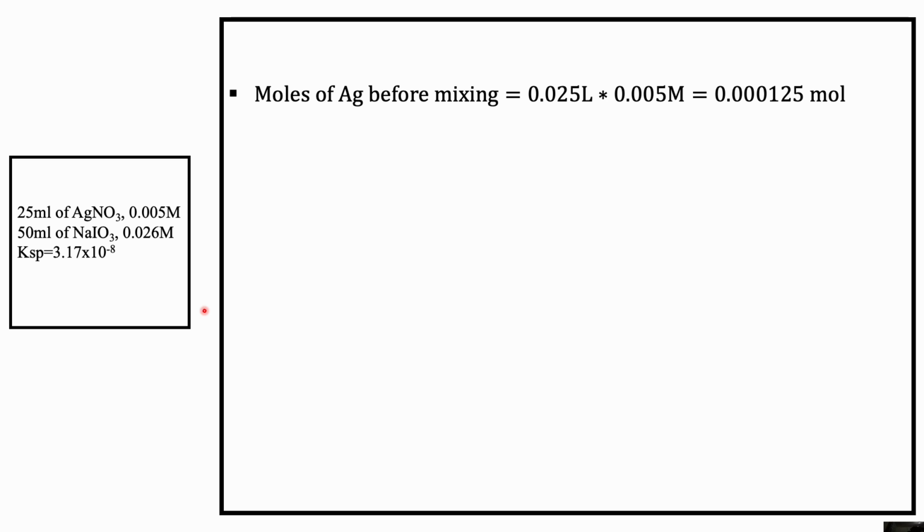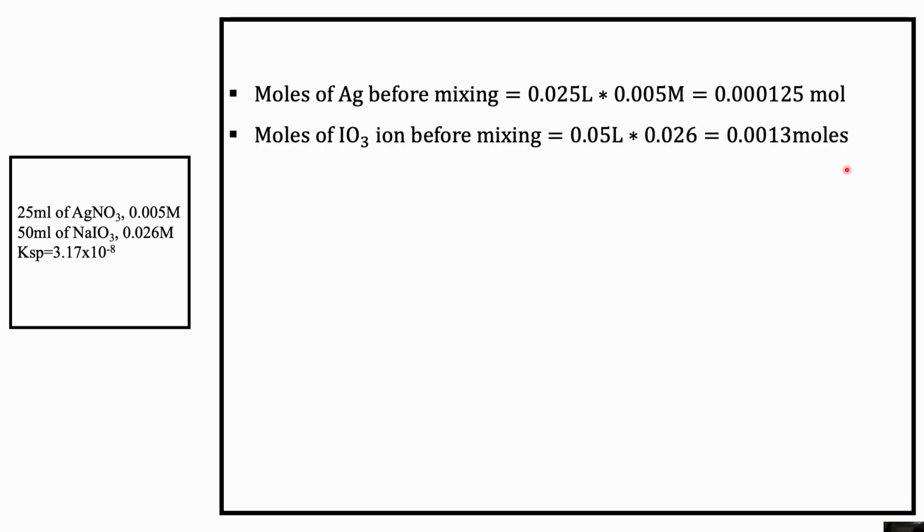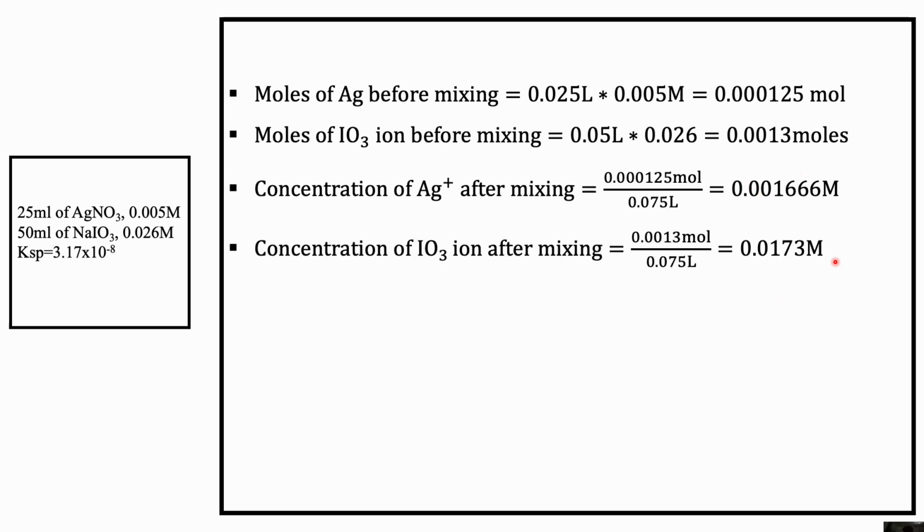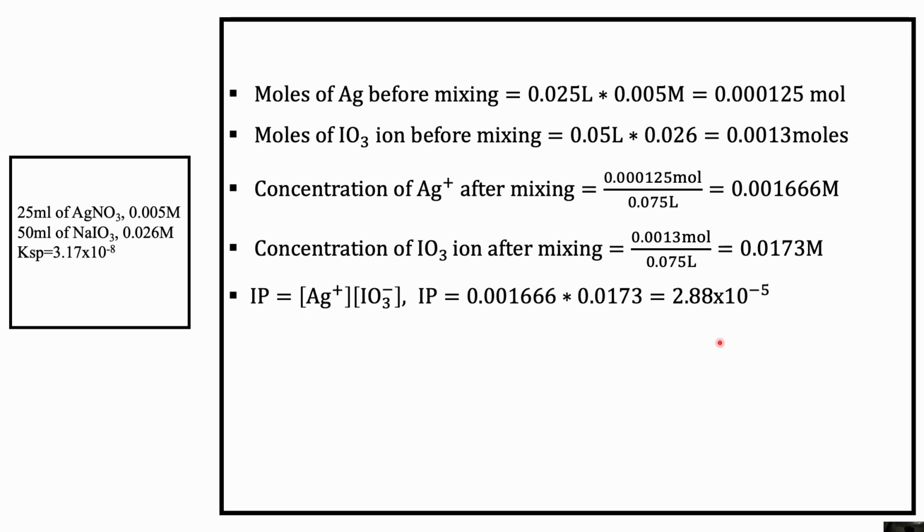Let's first see the 25 milliliters of silver nitrate. We have the concentration of the silver, and here we get the concentration of iodate. After getting them, we also get the Ksp. We calculate the ionic product. So we have the moles of silver before mixing. We take the concentration times the volume. Then we determine the moles of iodate before mixing. After getting the moles, we determine their concentration after mixing by dividing by the total volume. We get this one for the silver and this one for iodate. We calculate the ionic product by multiplying the two, and we get this one.